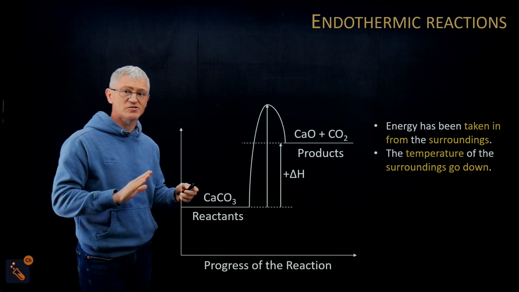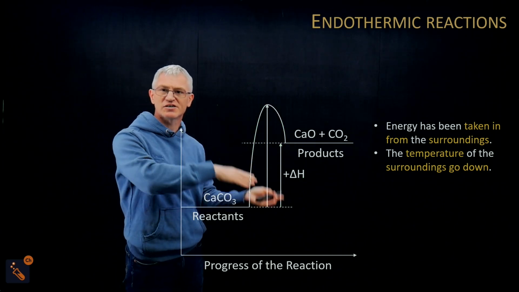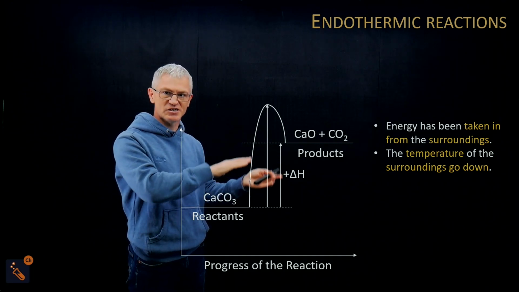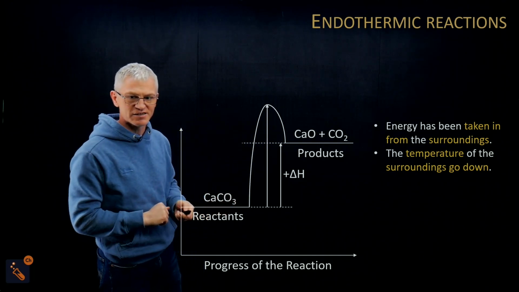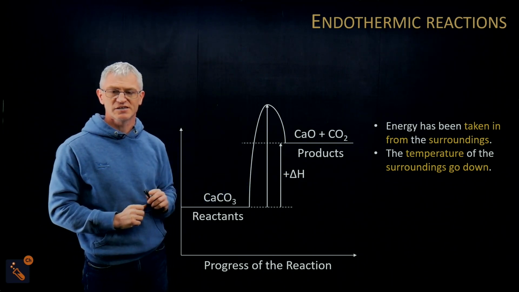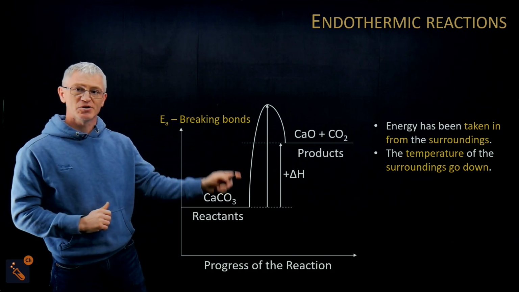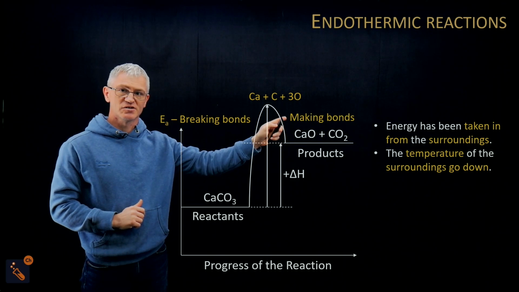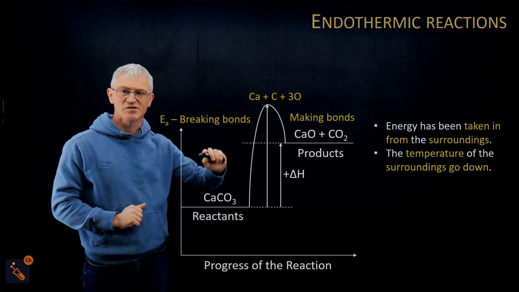Now, I'm just going to put the plus on again, just to show you, look, it's a positive energy change. The surroundings get colder, but there's a positive energy change for the chemicals in the system. Remember, if you're doing it in the exam, don't write the plus on there, just write delta H. You've got the breaking bonds here, which is your activation energy, and your making of your bonds is here. So we've broken all the bonds, and then we're making all the bonds here.